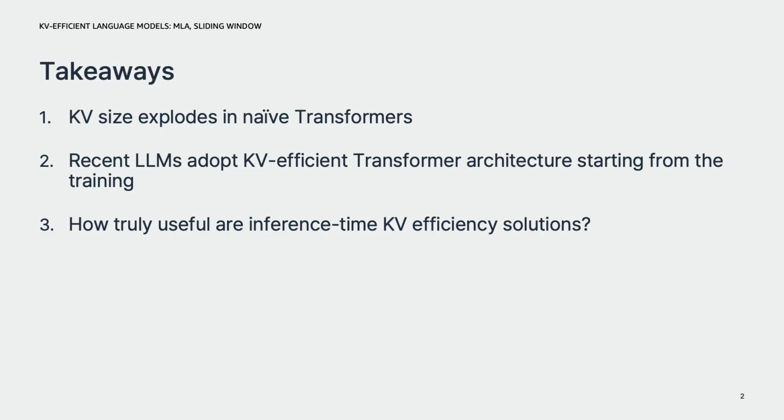So here are three takeaways from this talk. Number one, KV size explodes in naive transformers. Number two, recent language models adopt KV efficient transformer architecture starting from the training. And number three is the question: how truly useful are inference time KV efficient solutions as these KV efficient transformer architectures are becoming the norm?